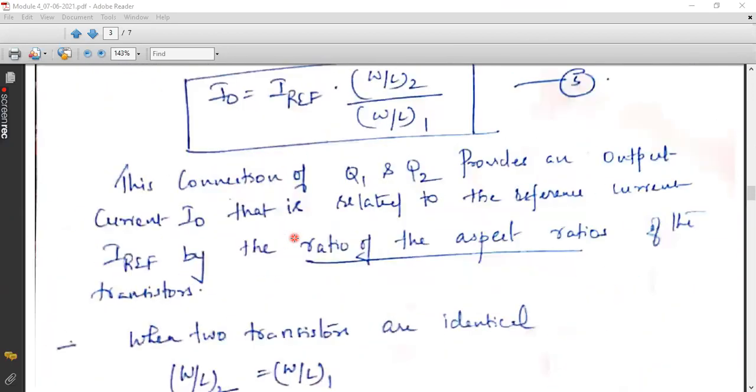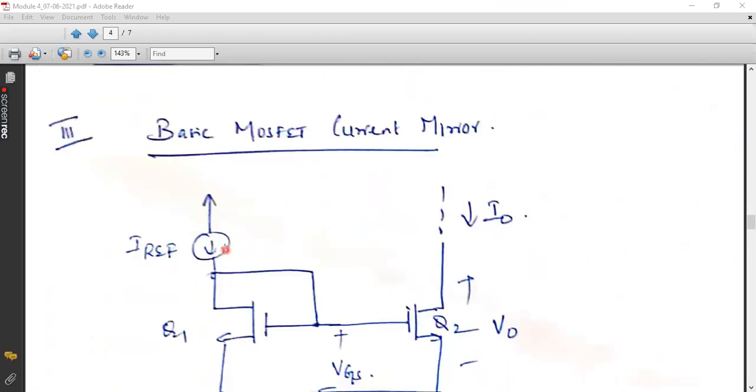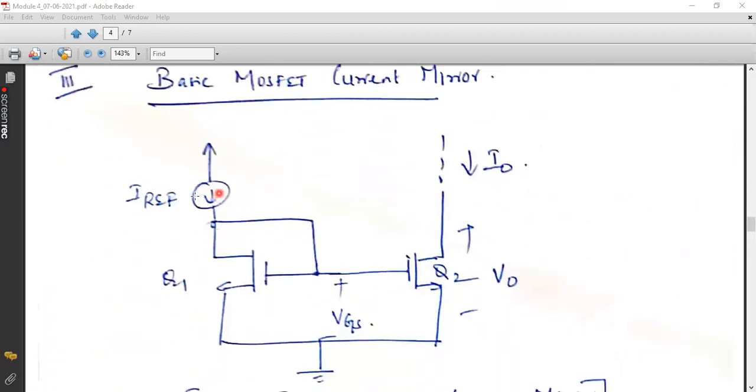Now we are going for the current mirror, where that resistance is replaced by a current source, which is called I reference. So the difference between current source and current mirror is that I have removed that resistance, and in place of the resistance, I have connected a current source denoted by I reference.